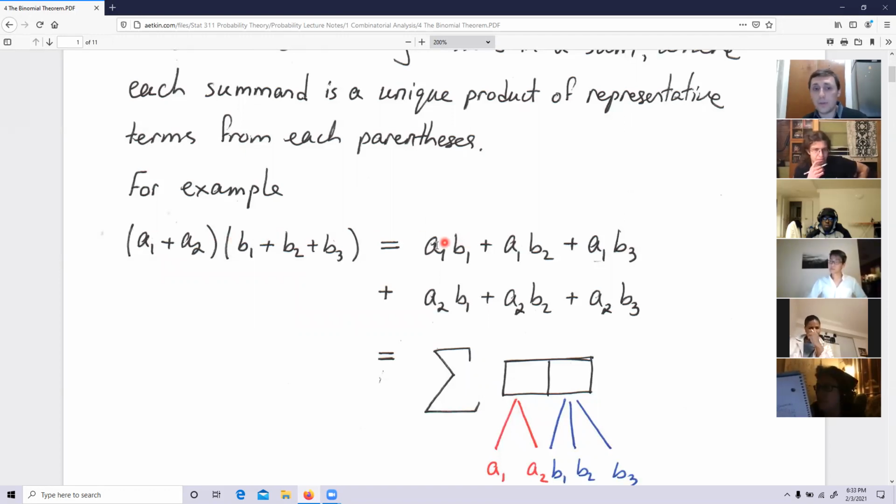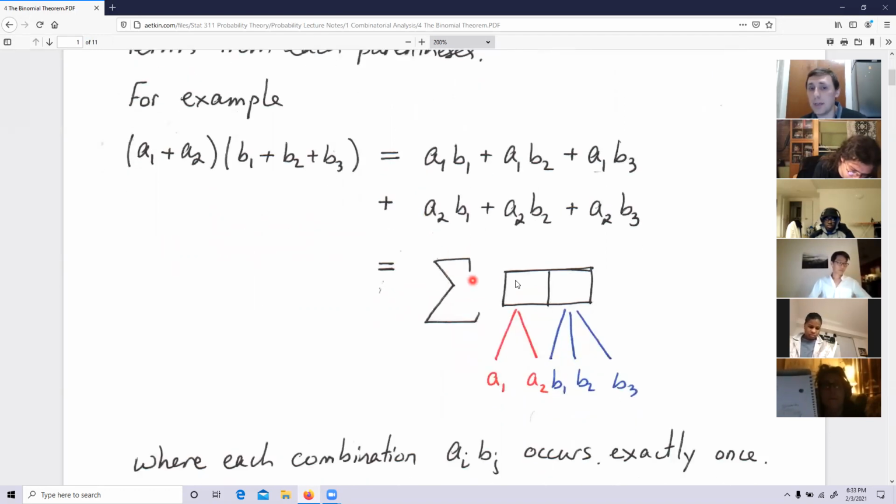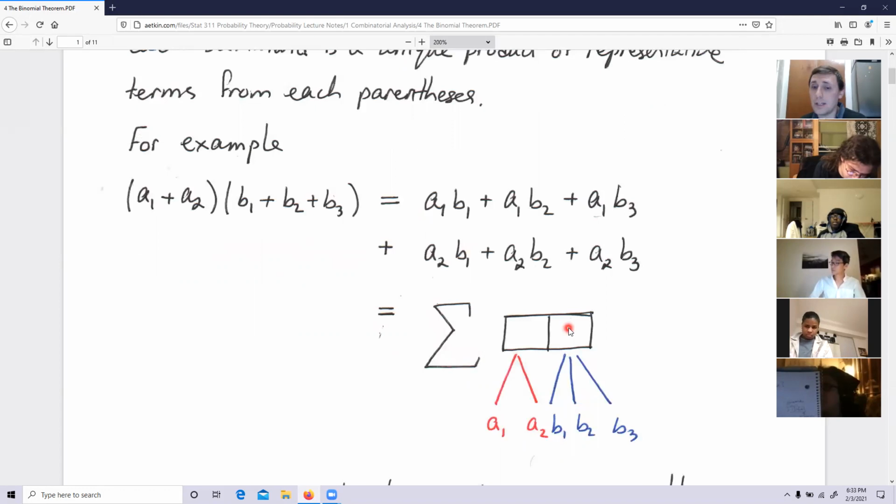So here, I actually listed every combination of A1. Notice A1 is matched with every one of the three Bs exactly once. A2 is matched with every one of the Bs exactly once. And if I look at the summation, it's a summation of two terms, where the first box can contain either A1 or A2, and the second box can contain either B1, B2, or B3.